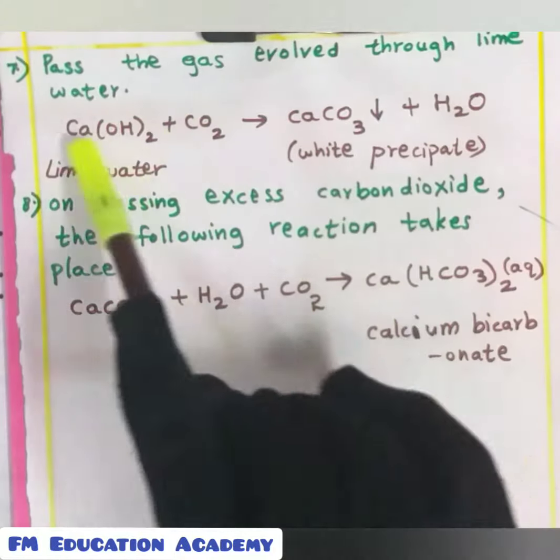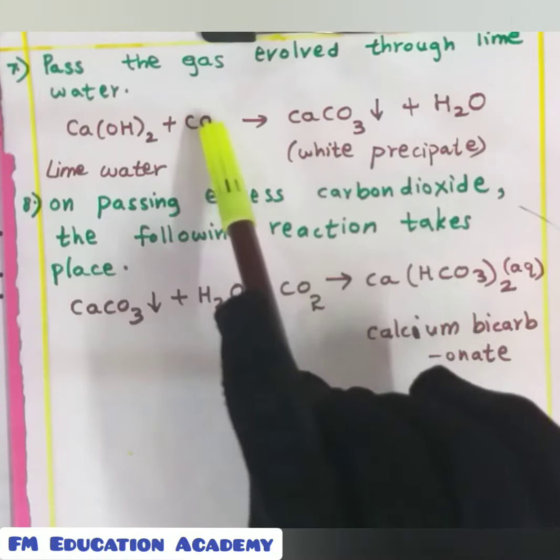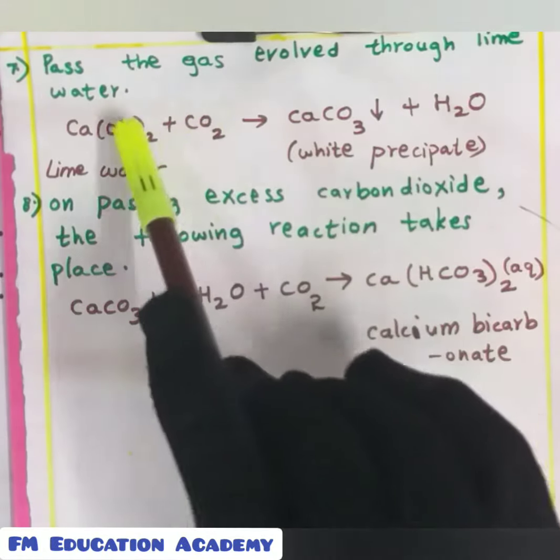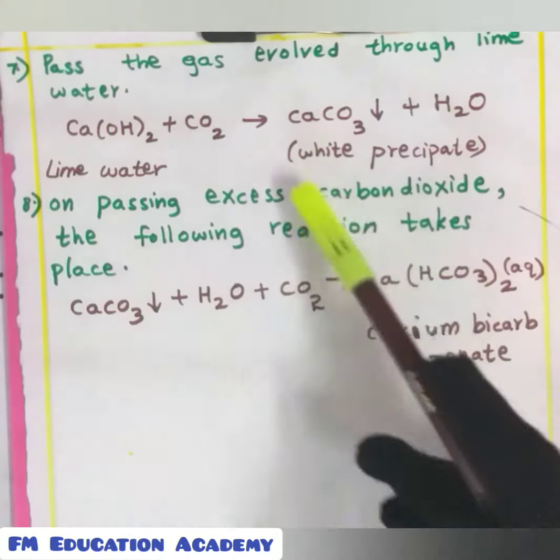Okay, how to write this reaction? Calcium as it is, carbon dioxide also as it is, 1 oxygen it will take from here. So 2 plus 1, 3. Calcium carbonate is formed. Then 2 hydrogens are left and 1 oxygen is left. So H2O, water. Now this is the reaction.